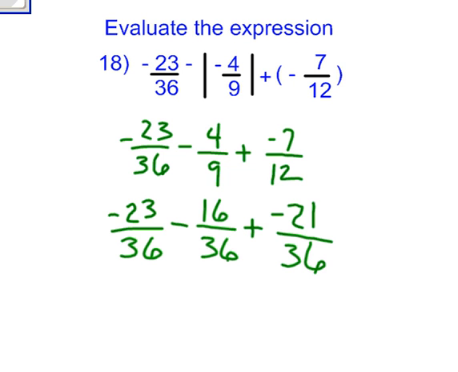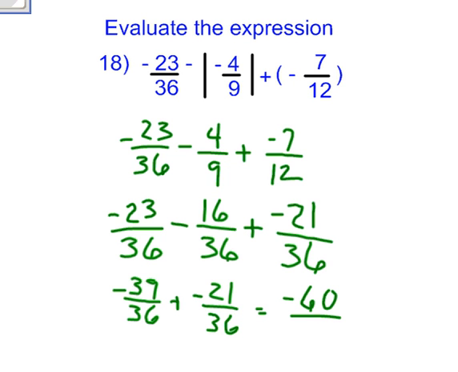So now we have a negative 23 minus 16. And if we add the opposite, that would be a negative 23 plus a negative 16. So we're going to add them together. That gives us a negative 39 over 36 plus a negative 21 over 36. Once again, these are red, so we're going to add them together. That gives us negative 60 over 36.